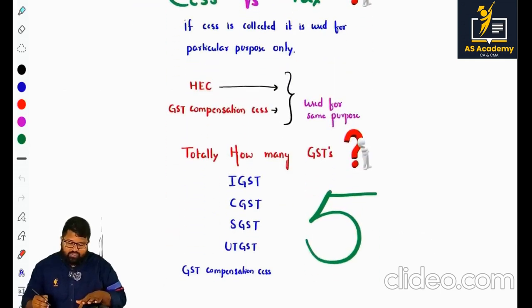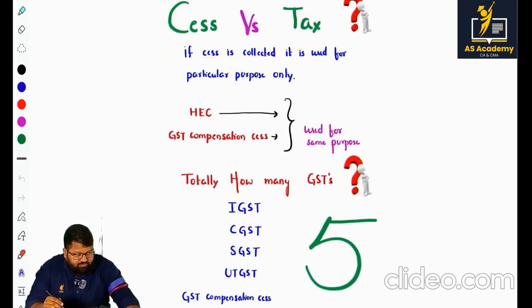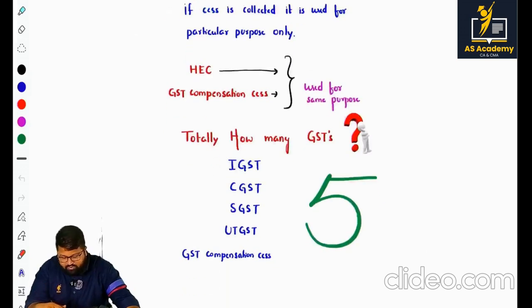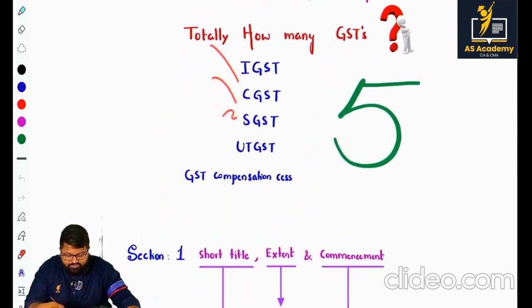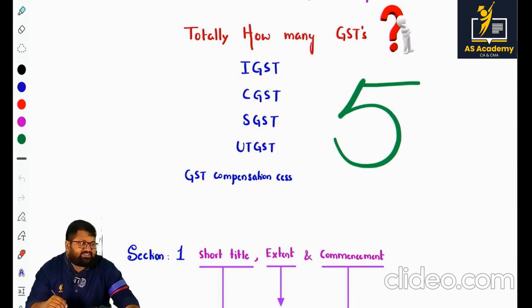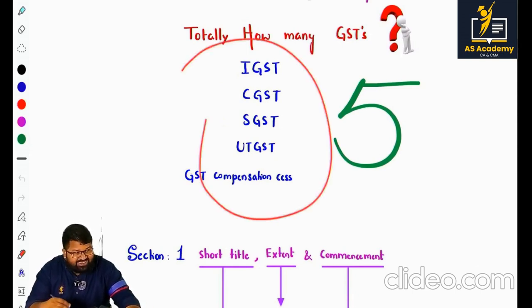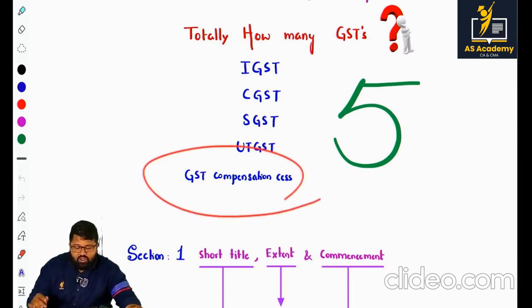Okay. Next, what is the difference between cess and tax, ma? Cess is for a specific purpose. Tax can be used for any purpose; the government can use it. Totally how many acts are there, basically? I'm asking about GST only. Okay, GST: IGST, CGST, SGST, UTGST and GST compensation cess.